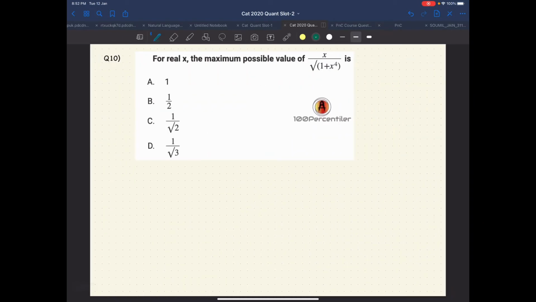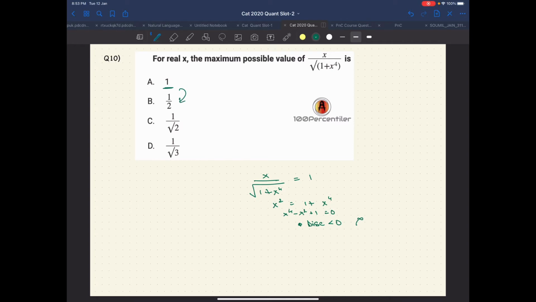For real x, the maximum possible value of x upon root of 1 plus x4. Now the best way here would be to solve it using the objective approach. So looking at the maximum value in the options, we see 1 is the maximum value. So equating this to 1, we get x square equal to 1 plus x4. x4 minus x square plus 1 equal to 0. This clearly has a discriminant of less than 0 and therefore no possible value of x exists.